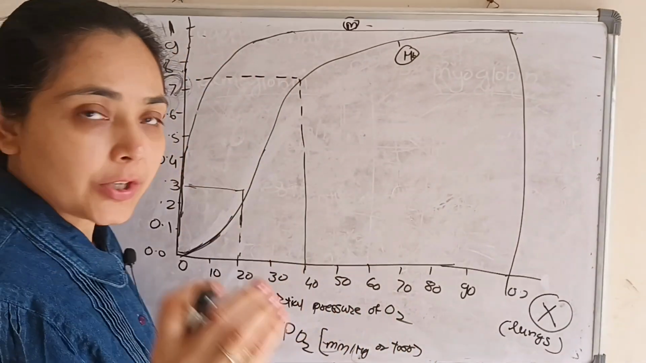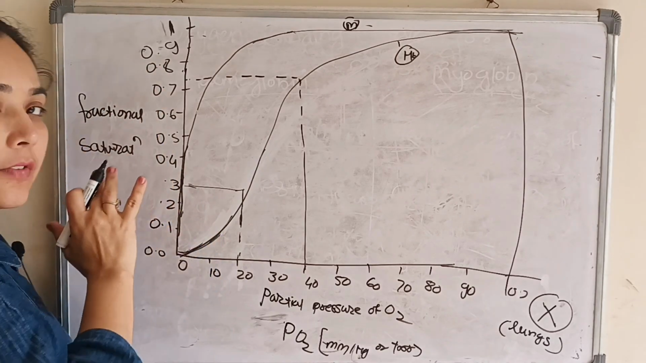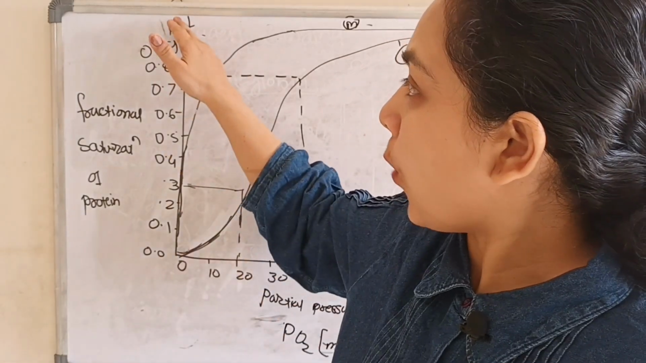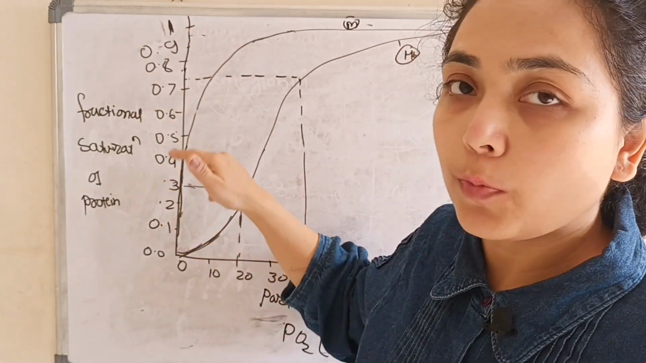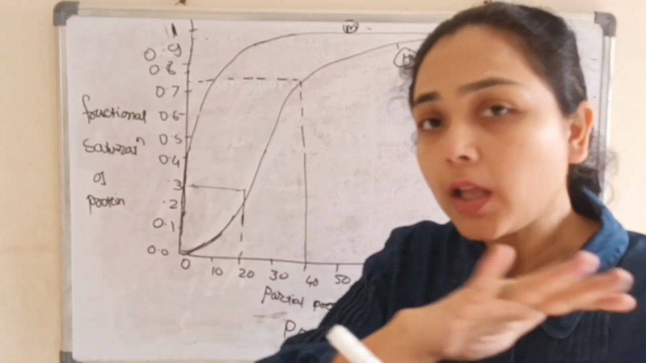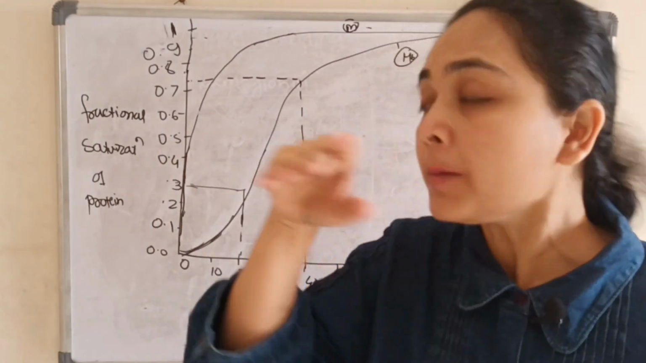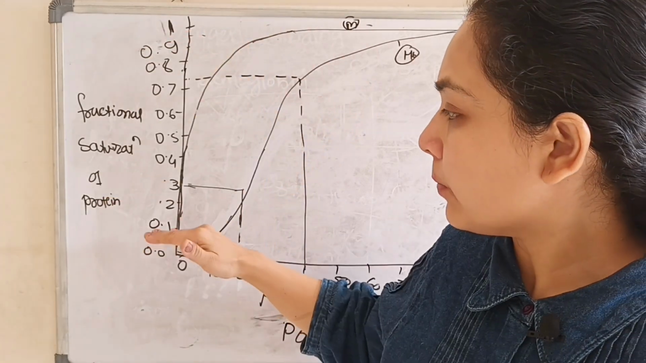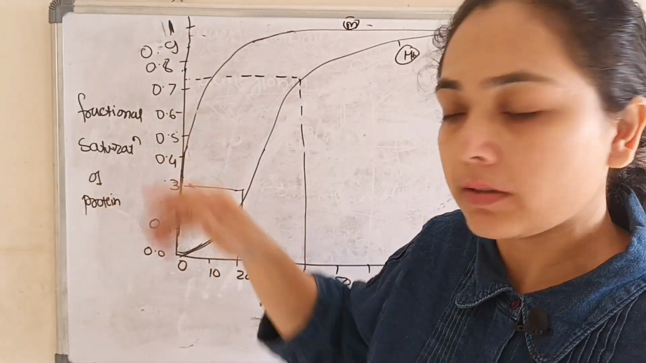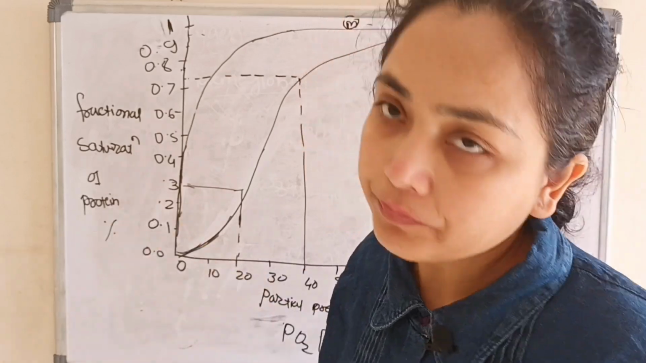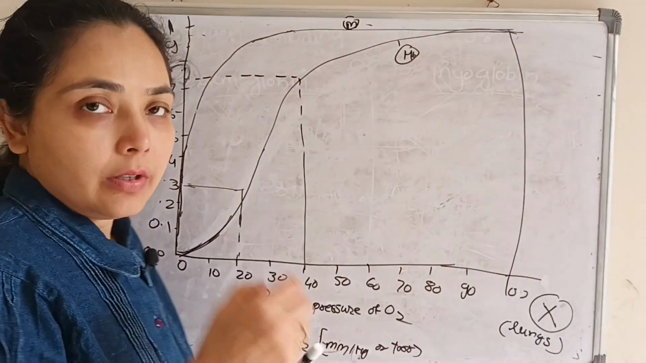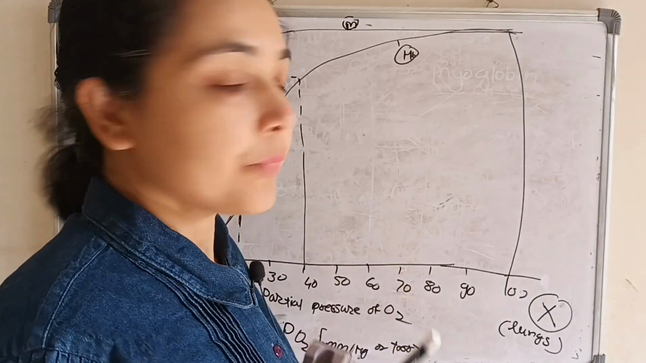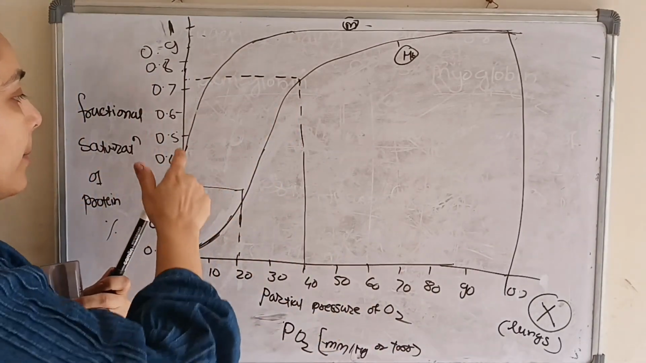The x-axis is the partial pressure of oxygen, and the y-axis is the fractional saturation of the protein, which ranges from 0 to 1. 0, 0.1, 0.2, 0.3: 0 means none of the protein is saturated with oxygen, and 1 means 100% of the protein is saturated with oxygen. So 10%, 20%, 30%, it is in percentage. Now let's start talking about this curve, first with the myoglobin.